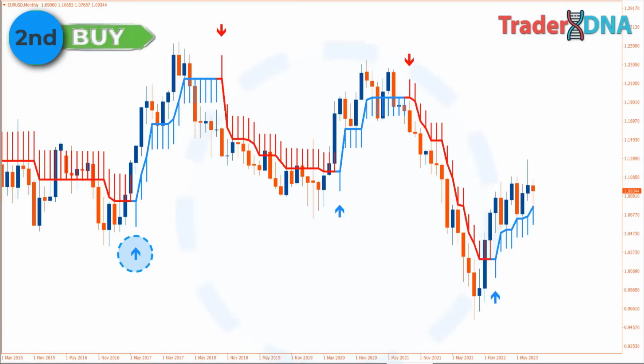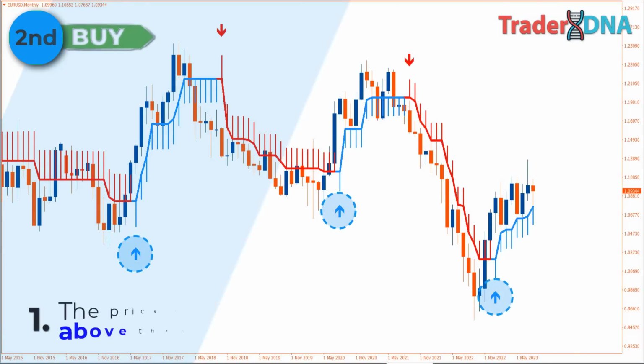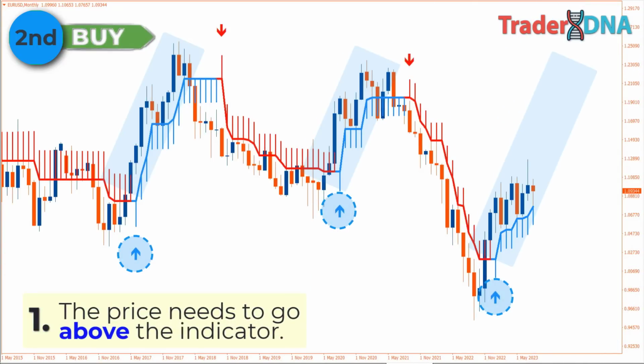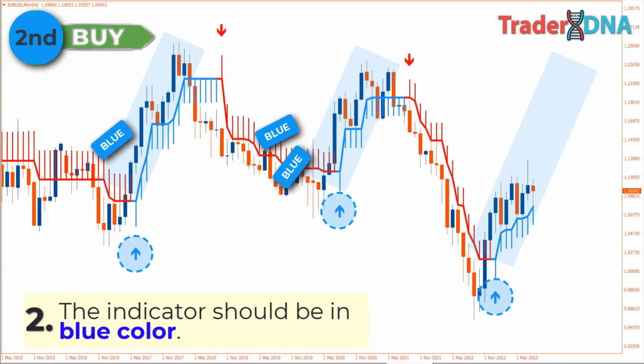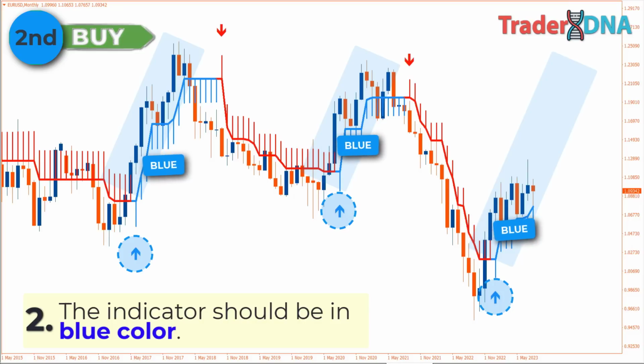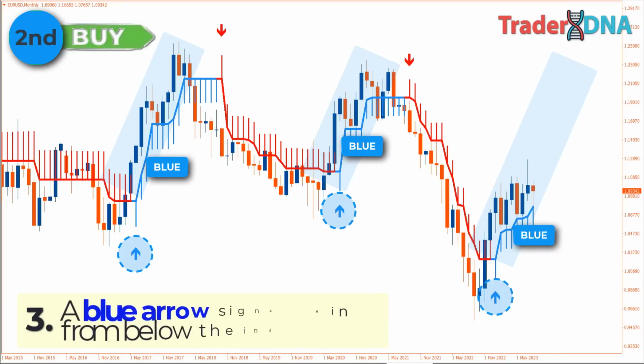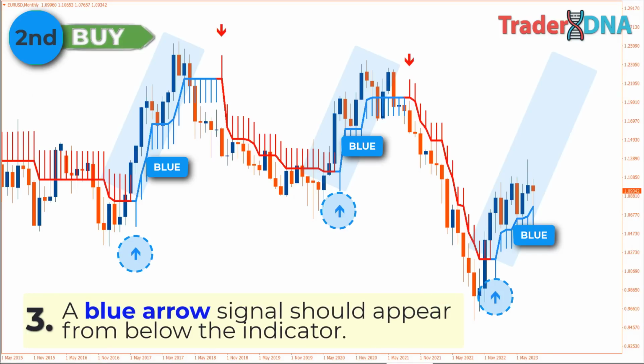For a buy situation, first, the price needs to go above the indicator. Second, the indicator should be in blue color. Third, a blue arrow signal should appear from below the indicator.